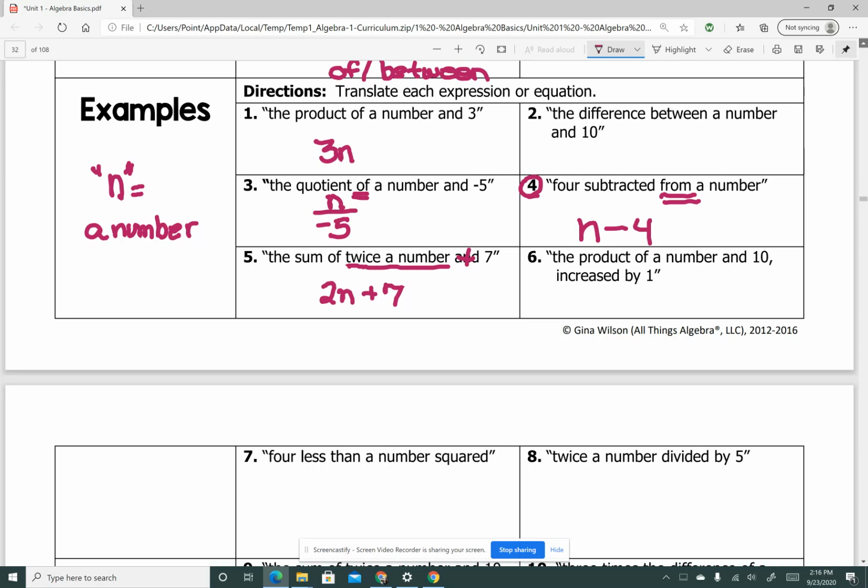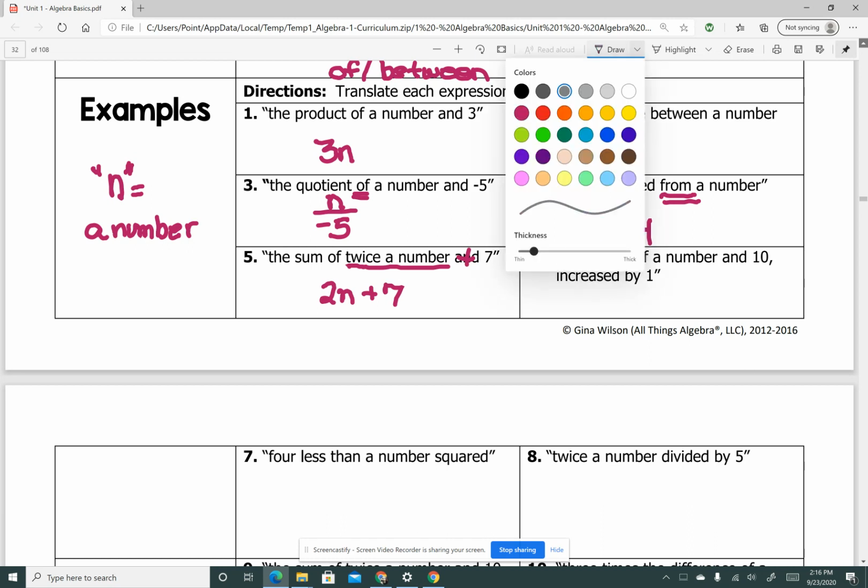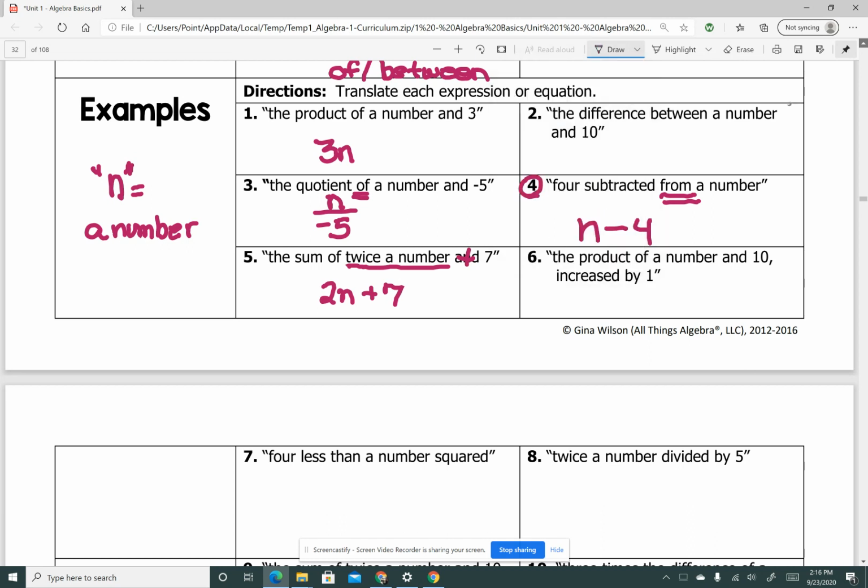Okay, students, I hope you've been working. So let's look at some more of these. Let's finish those ones that we didn't get to finish. So number 2, the difference between a number and 10. Look how that word between is used. What we're really talking about is subtracting. So it's between a number, so the n is first, n minus 10.